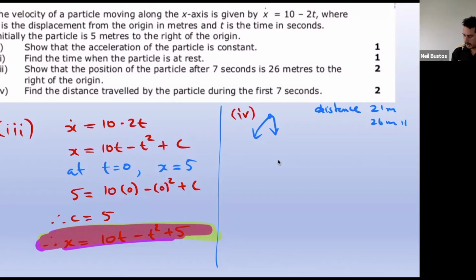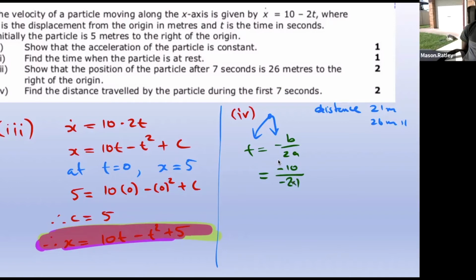The easiest way to do it is t equals minus b over 2a. Do you remember using that? It's not t, it's actually x, isn't it, when we use it. So minus b will be minus 10 over 2a will be minus 2 times 1. Is that right? So it's at t equals 5 seconds that this occurs, doesn't it?